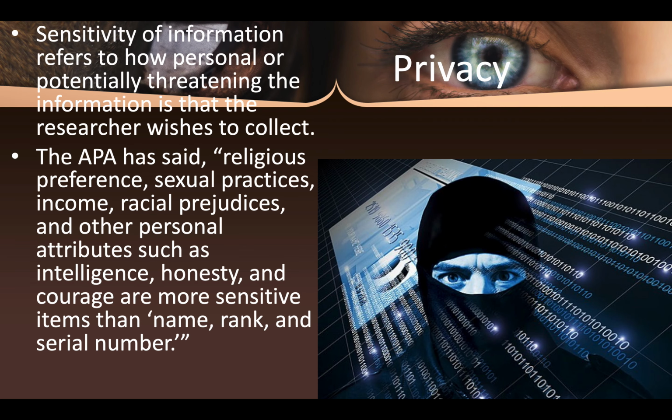Sensitivity to information refers to how personal or potentially threatening the information is that the researcher wishes to collect. The APA has said religious preference, sexual practices, income, racial prejudices, and other personal attributes such as intelligence, honesty, and courage are more sensitive items than name, rank, and serial number.